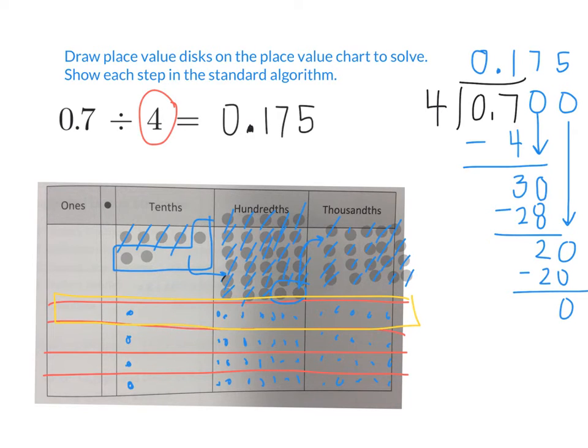Most people will just say 0.175. That's the lazy way. It's not word form. It's not standard form. It's not expanded form. It's really not any form. It's lazy American speaking form.